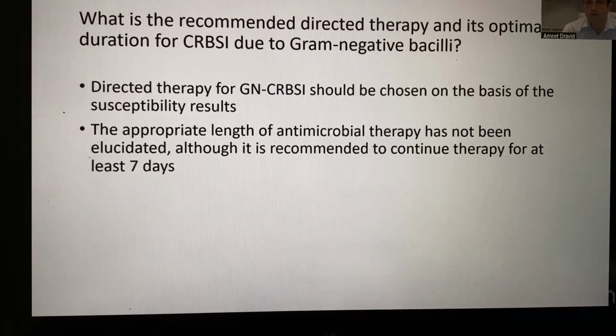What is the recommendation for gram-negative bacilli? Remember, directed therapy for gram-negative bacilli should be chosen on the basis of susceptibility result. As I said, now E. coli, Klebsiella, Pseudomonas causes of CRBSI are increasing. The appropriate duration is at least 7 days. But first, we need to know what is the organism and how resistant it is.